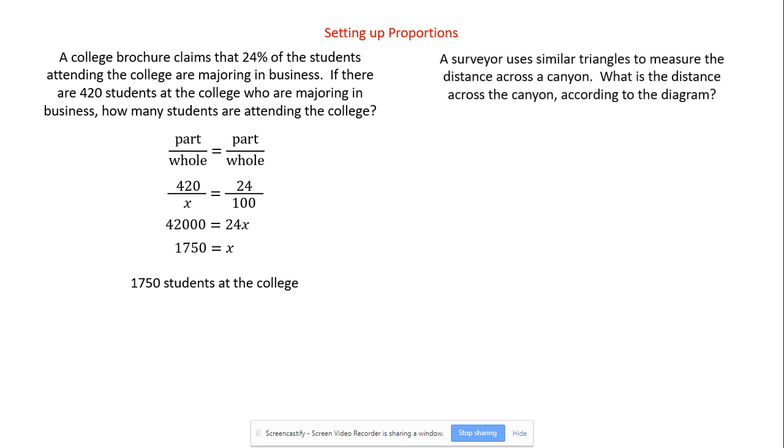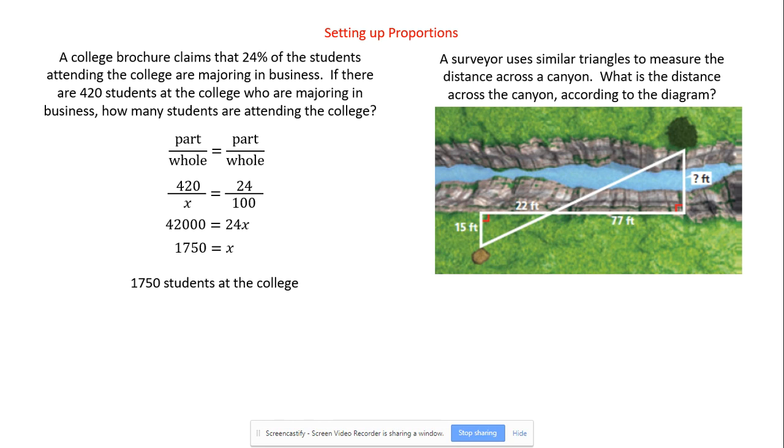Setting up another one. A surveyor uses similar triangles to measure the distance across a canyon. What is the distance across a canyon according to the diagram? And then here we have our diagram. So this is a similar triangles problem. Similar triangles are nice ratios. So in this one, we have right angles here and here.